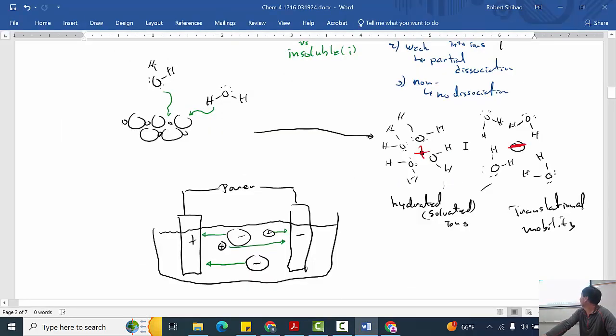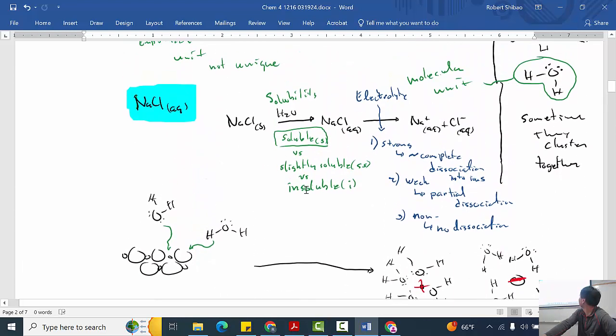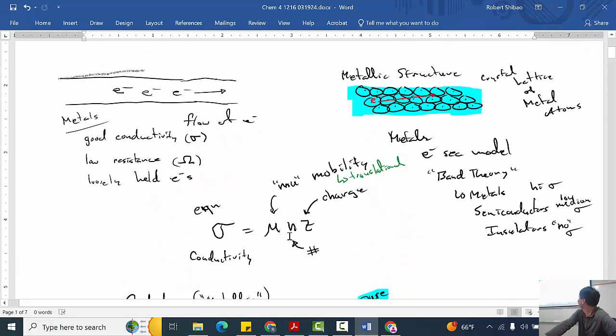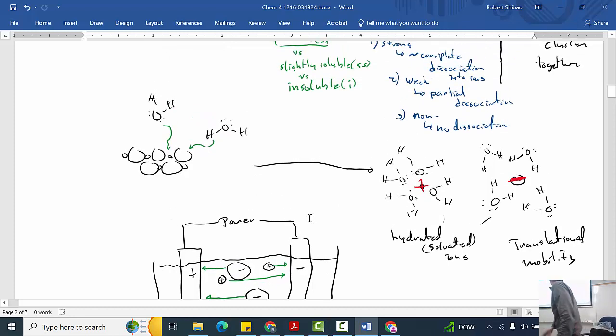But let's get back to our lab here. And so solid salt does not conduct electricity. Why? Because there's no, which symbol would we say? No mu. There's plenty of ions. N is very large. Z is fine. This is just 0 mu. But we can free it up.